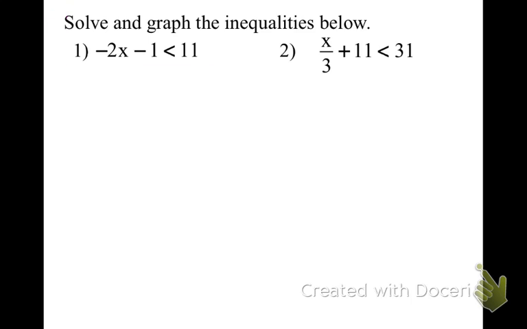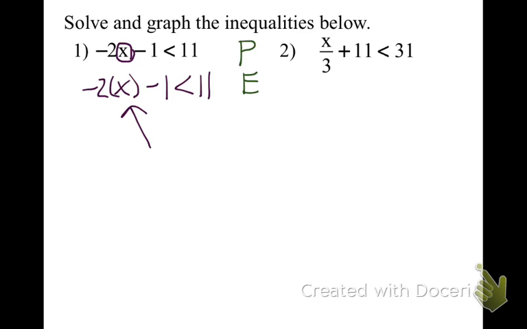Now our goal is still the same. Our goal is to isolate this variable. But now we have negative 2 times x minus 1 is less than 11. How are we going to isolate this variable? Well, we've actually already done this. We did this with equations. And how do we do that? We did that by using PEMDAS, the parentheses, exponents, multiplication, division, addition, subtraction. But now we're going to be doing it backwards in order to isolate our variable.